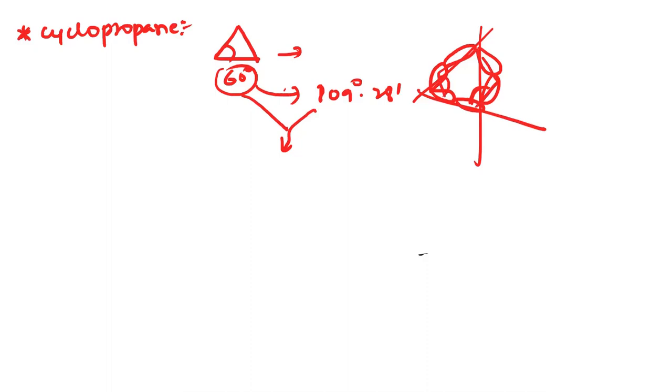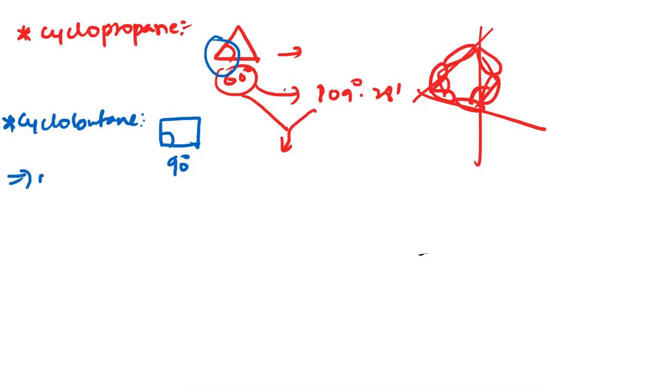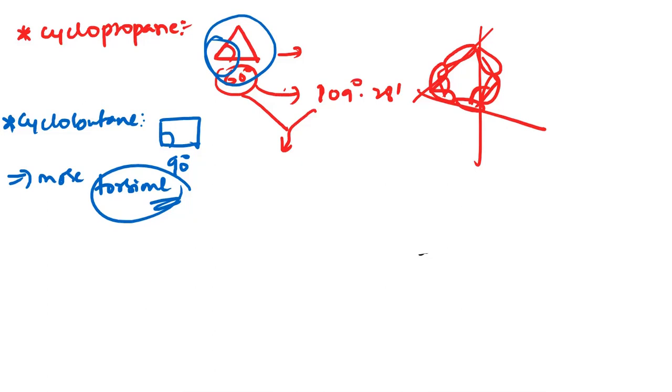The next case is cyclobutane. Less angle strain than cyclopropane is observed because cyclobutane has a bond angle of 90 degrees. That's why there is less angle strain. But cyclobutane experiences more torsional strain. Can you say why cyclobutane experiences higher torsional strain than cyclopropane? The answer is that whenever the number of eclipses increases, the torsional strain increases.